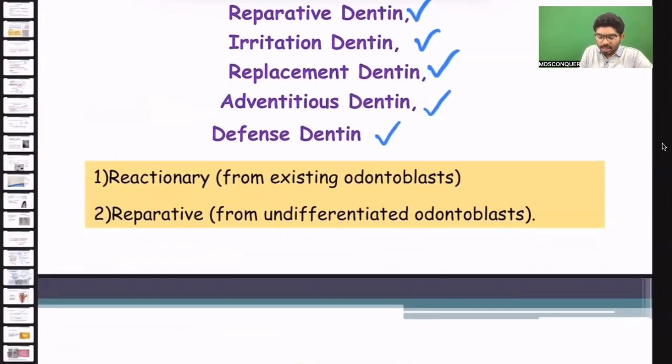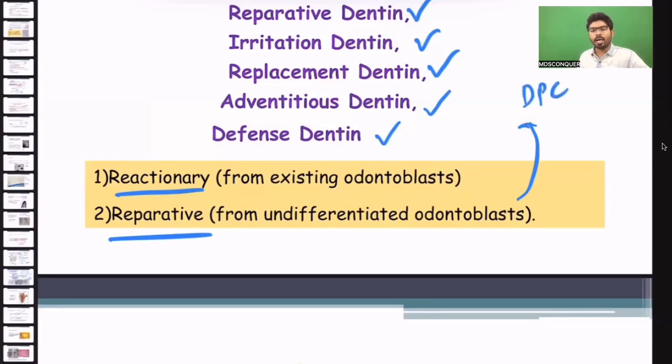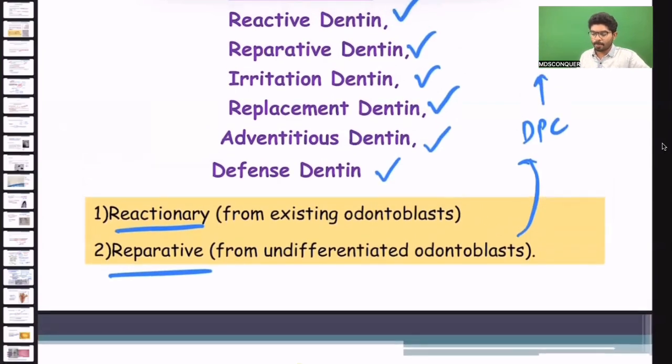The most important thing is I want you to know the difference between the reactionary dentin and reparative dentin. When reparative dentin is formed, which procedure forms reparative dentin? Whenever you do direct pulp capping, so what is the gold standard material for direct pulp capping?